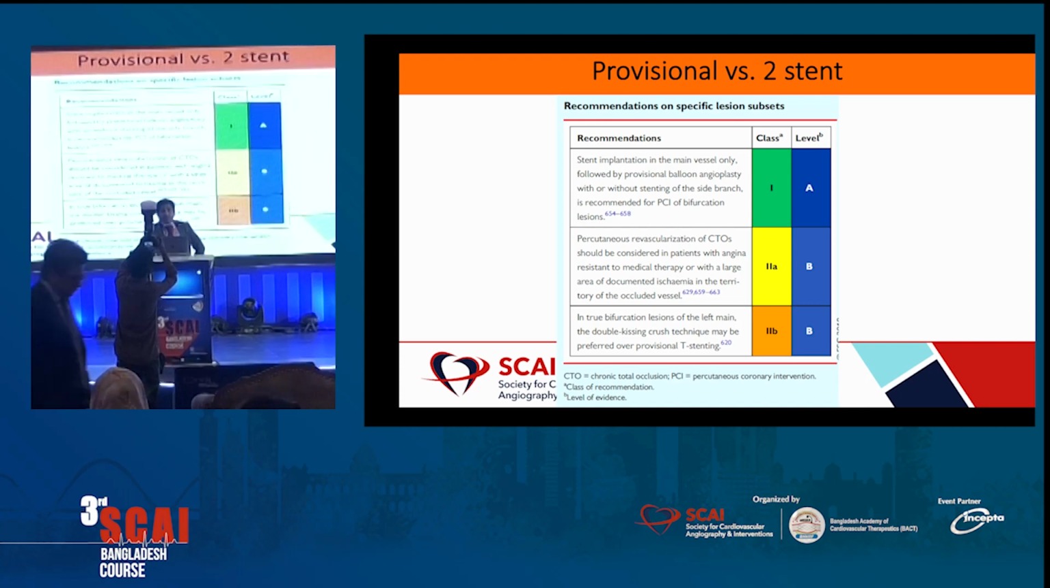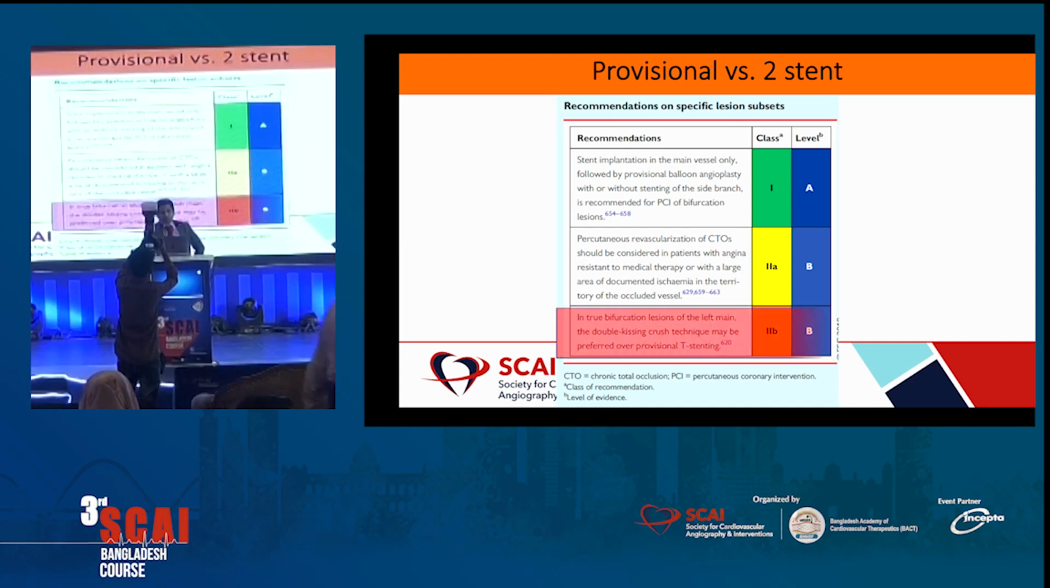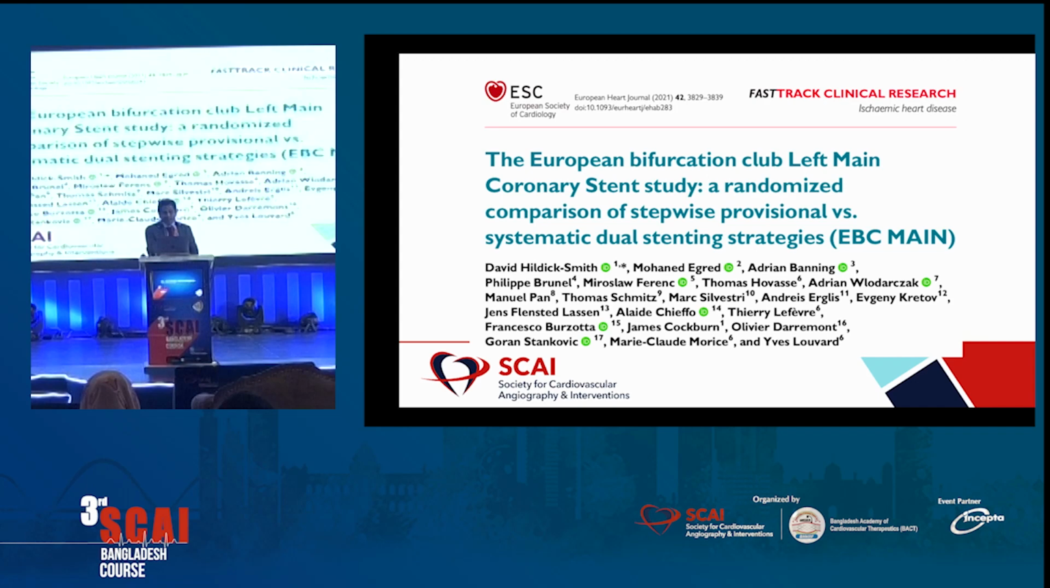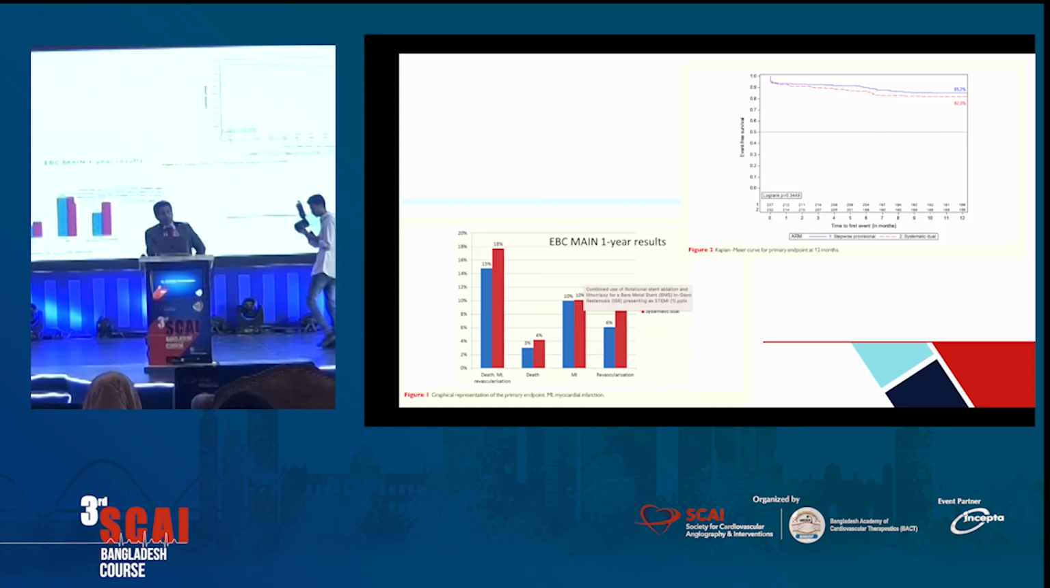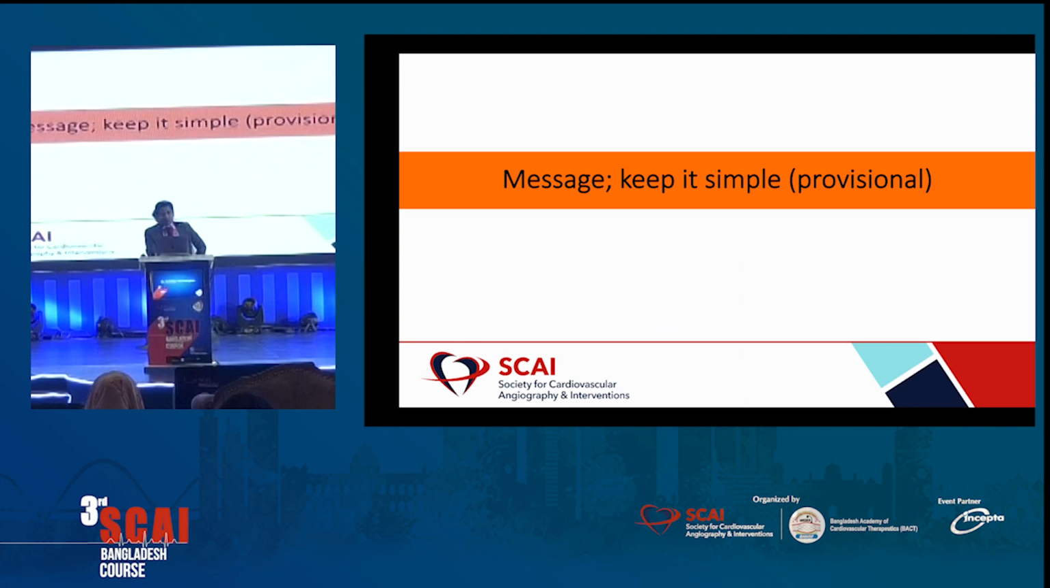So the first question is whether to go provisional or two stent. The 2018 ESC guidelines say that in true bifurcation left main, maybe we should use DK crush over provisional T stenting. But I think this will change, because the EBC left main trial was published only recently, which essentially showed that in distal left main bifurcation, provisional stenting is as good as a two stent strategy. So the message is keep it simple: provisional, even in distal left main.